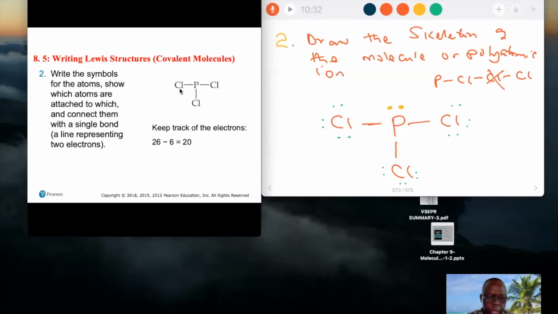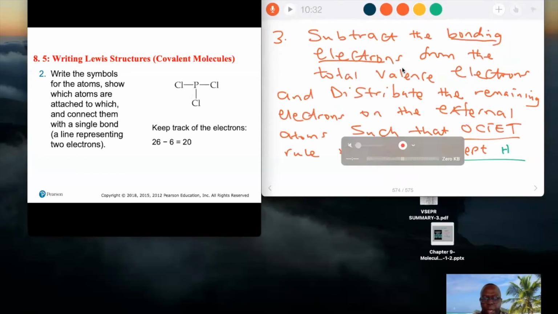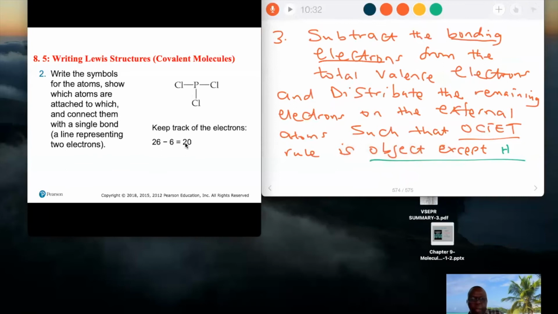I was saying draw the skeleton, and then you subtract the bonding electrons. You may say, where is 6 coming from? It's based on the bonding electrons. There are 2 electrons here, 2 electrons here, 2 electrons right there. That is what I had in my rule number 3. If you read rule number 3, subtract the bonding electrons from the total valence. We had 26 minus 6. All right, we remain with 20.